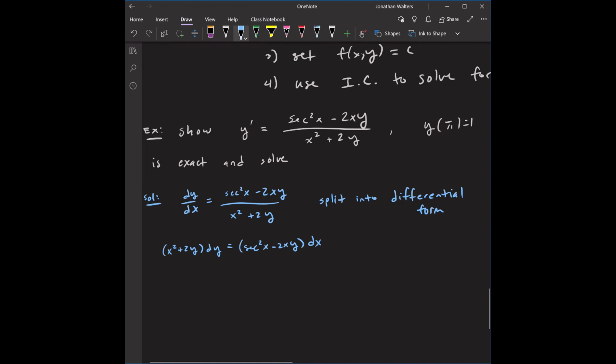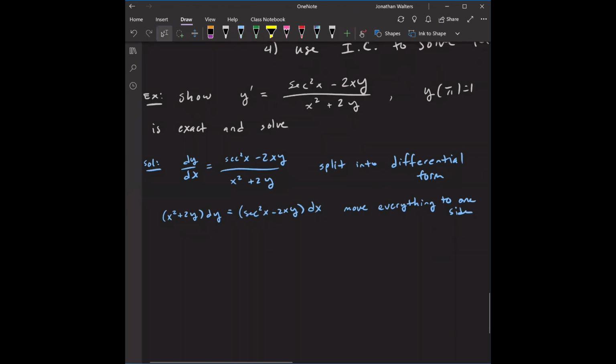And now all that's left to do is move one side over to the other. So now move everything to one side. I'll move the dy, I guess. So we'll say (secant squared x minus 2xy) dx minus (x squared plus 2y) dy equals 0. So just move the dy, make it negative. Now identify M and N. M is whatever is multiplied by dx, and N is whatever is multiplied by dy.